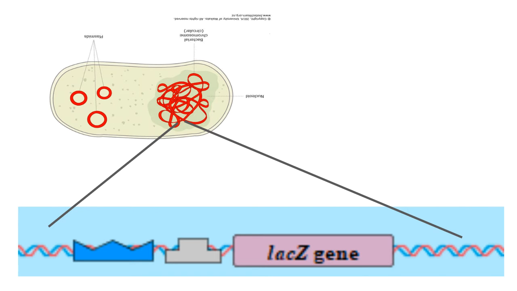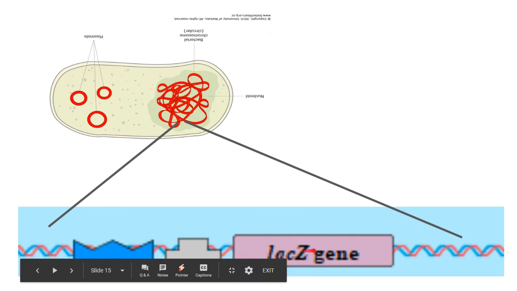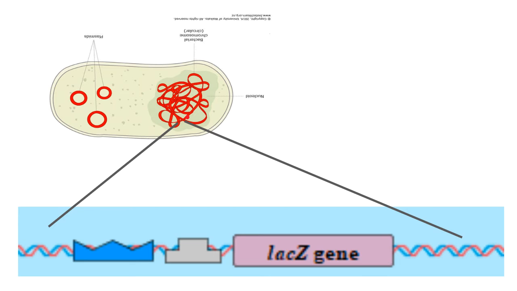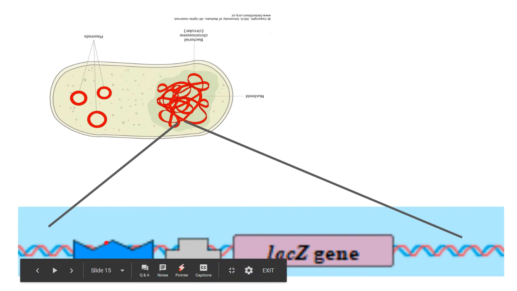So they may have a gene to make the enzyme lactase. That gene is going to be found in that nucleoid region of the major DNA chromosome within the bacteria. We have a promoter region, an operator region, and we have the gene.